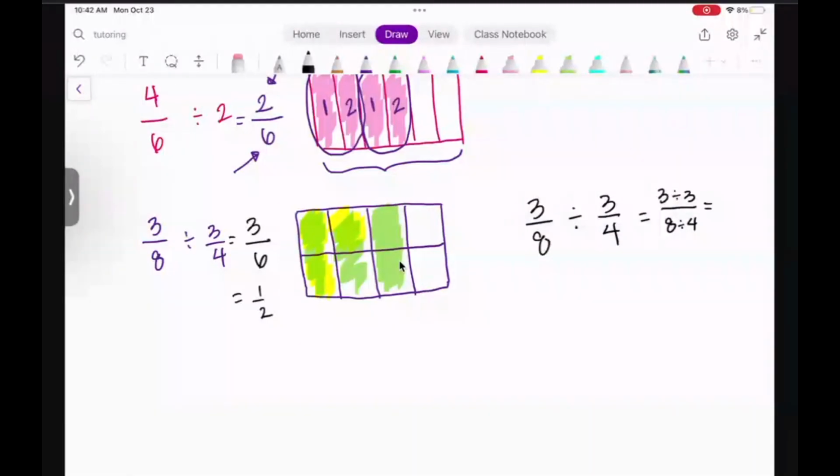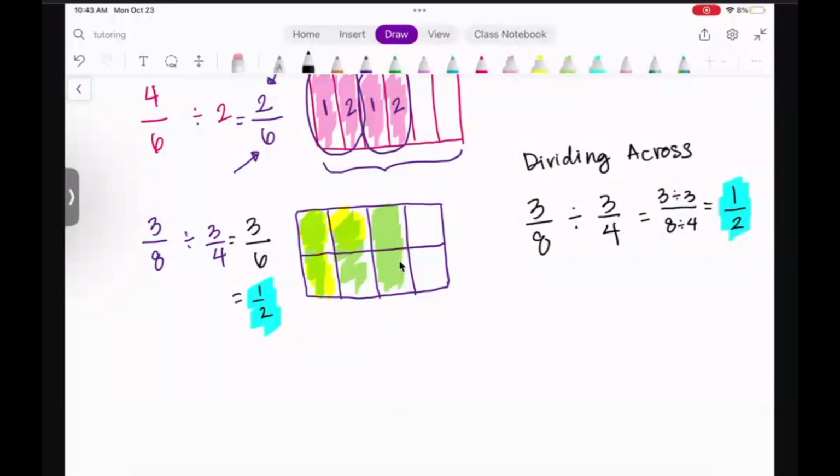So 3 divided by 3 is 1, 8 divided by 4 is 2, and you're like, yay, look, this answer and this answer match. And you're right. So this is one way, where I'm just going to call this dividing across, which will work for sometimes, but it will not work for all the time.